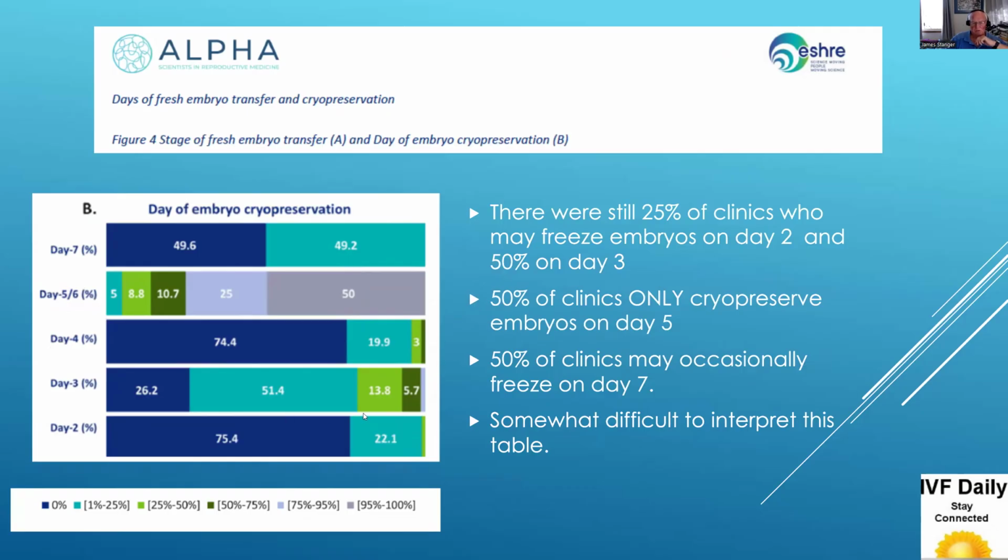Slightly difficult table to interpret, but I think what it's telling you is that even though an awful lot of clinics will do day 2 and day 3 transfers, very few people are freezing embryos on day 3, and most are growing them to day 5. And so the 50% cryopreservation, this is 95 to 100% of clinics, 50% of all clinics surveyed, all their embryos are frozen as blastocysts. And that to me is a reflection of PGT-A, which the next survey will be higher.